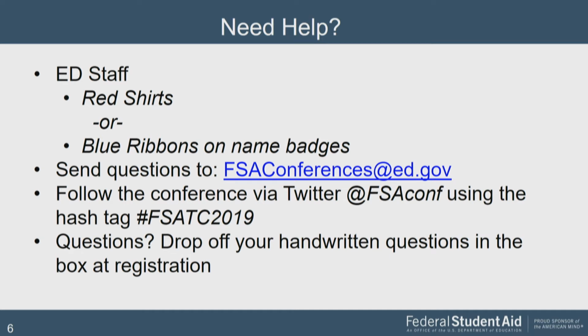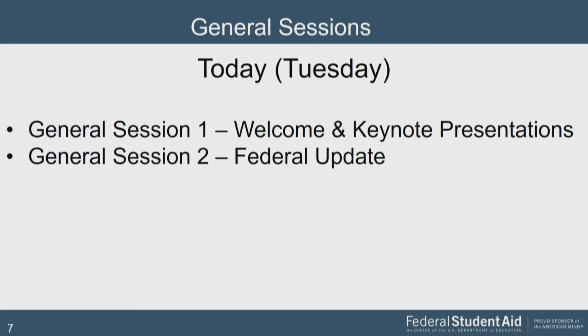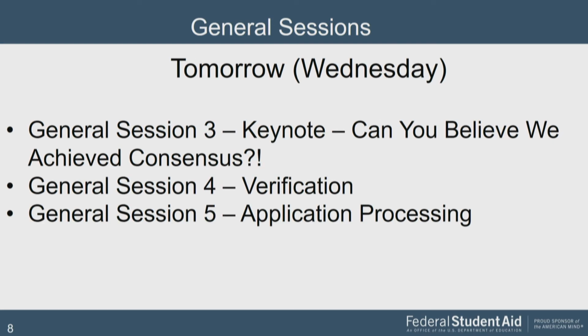So here's what I really wanted to share with you now that I have some of that groundwork laid. There are really 4 things I want you to focus on while you're here to get the most out of this conference. Number 1, the general sessions. You should go to all the general sessions. There are 2 today, general session 1 and 2. You can see this welcome and keynote presentations in the federal update. And there are 3 tomorrow. There's a general session regarding negotiated rulemaking and the fact that we achieve consensus. There's a session for verification and application processing. Everybody here should be interested in all of these general sessions.